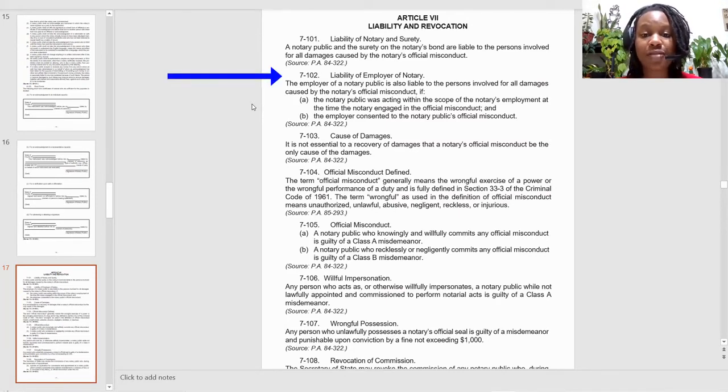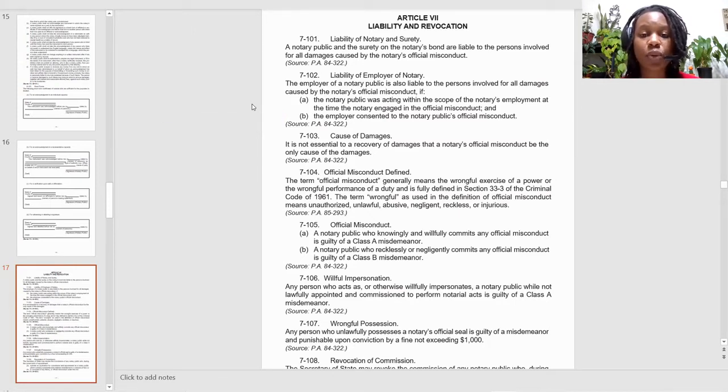7-102, Liability of Employer of Notary. The employer of a notary public is also liable to the persons involved for all damages caused by the notary's official misconduct if A, the notary public was acting within the scope of the notary's employment at the time the notary engaged in official misconduct, and B, the employer consented to the notary public's official misconduct.